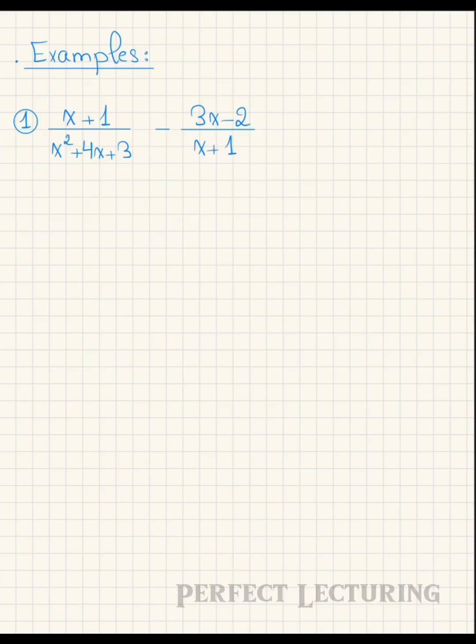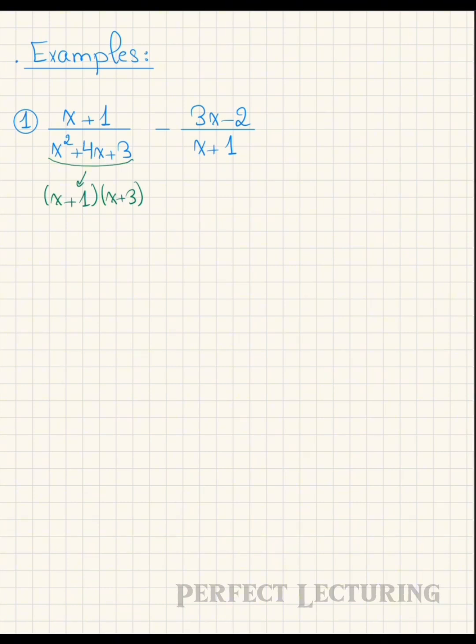I'm going to apply this recipe on two examples. In example number 1, we have x plus 1 over x squared plus 4x plus 3 minus 3x minus 2 over x plus 1. Step number 1 in the recipe tells us that we have to factor all the denominators if possible. And yes, this denominator is a trinomial of the form ax squared plus bx plus c, where a is equal to 1, which means it becomes x plus 1 into x plus 3. How do I do that? You can refer to a previous video where I explained how to factor polynomials in details.